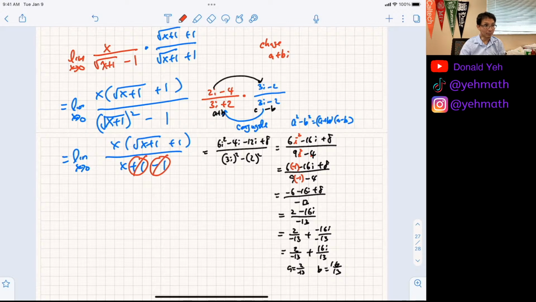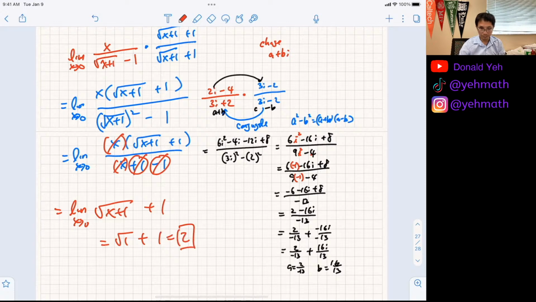What else can cancel out? The x, right? The x cancels out. So the limit as x approaches 0 of 1 over square root of x plus 1 plus 1. That's equal to square root of 1 plus square root of 1, because I plug in 0 for that. That ends up equal to 2. It's a beautiful answer. You just had to figure out what the right approach is here.